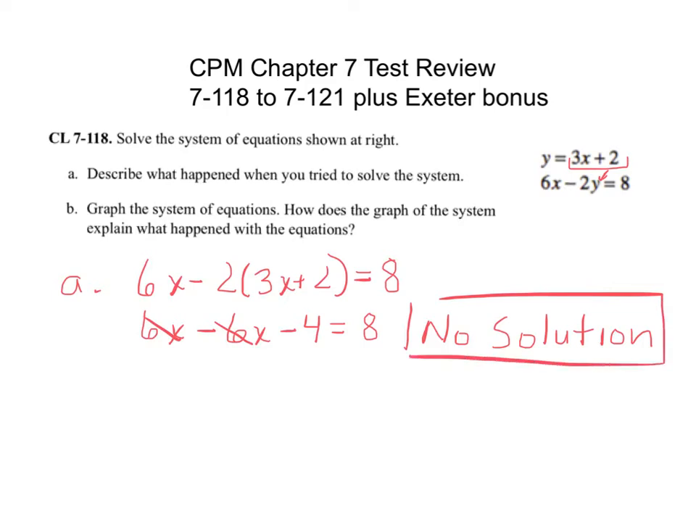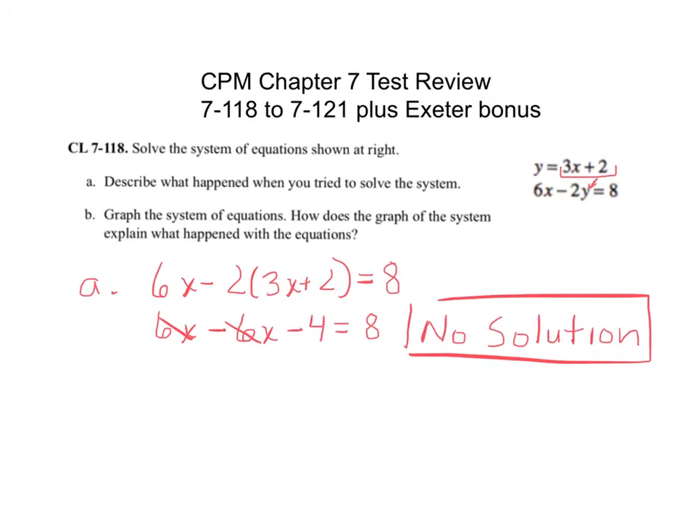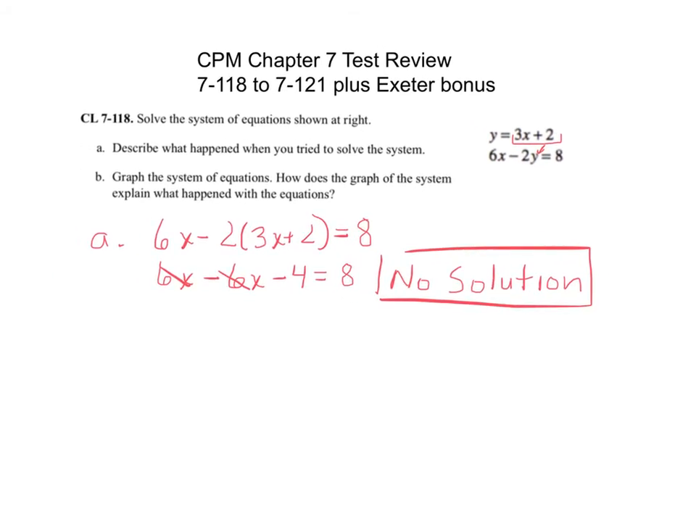B, it says graph the system of equations. How does the graph explain what happened to the equations? When you graph a no solution, what does that look like? Parallel lines. So these were just two parallel lines. In fact, I'm not sure. Let's see. I could probably do a quick sketch here of these.